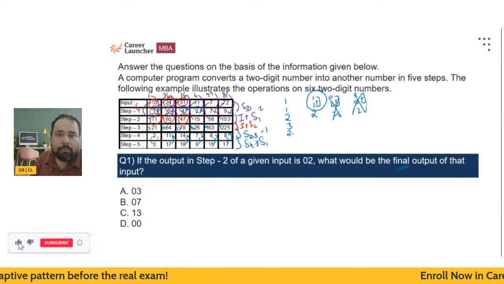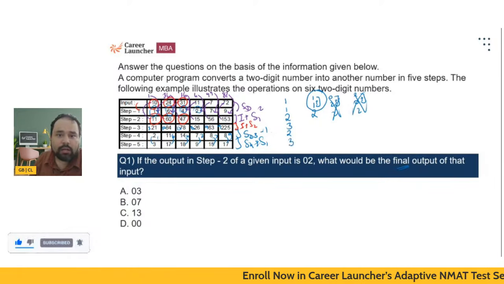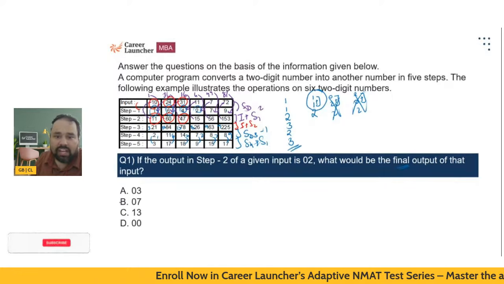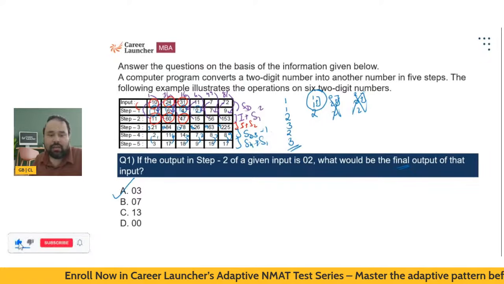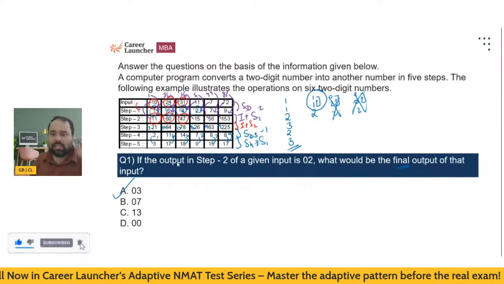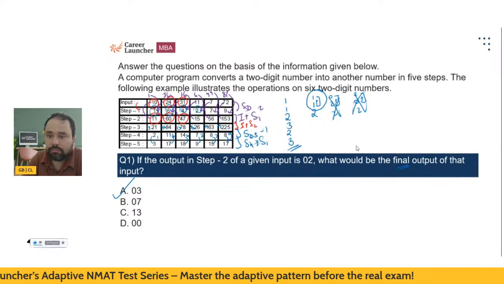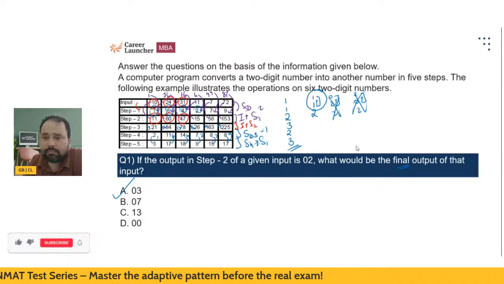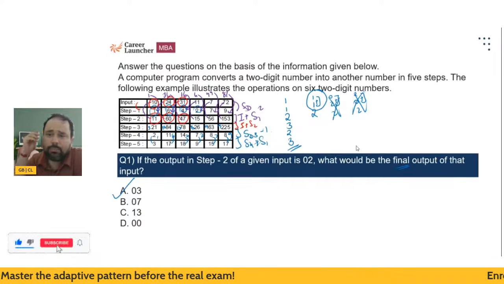Step 5 में क्या हो रहा है? Step 4 plus step 1. Step 4 is 2. And step 1 क्या है? Step 1 is 1. So 2 plus 1, which is 3. So the final answer will be 3, which is option A. Is this clear to everybody? Okay.